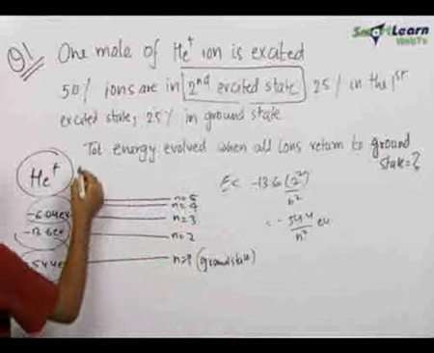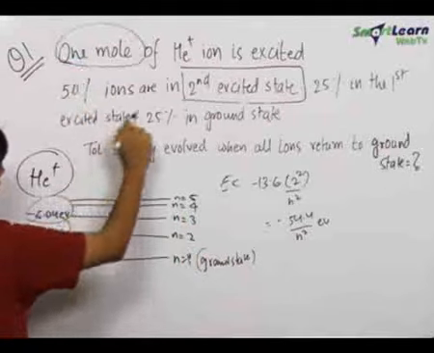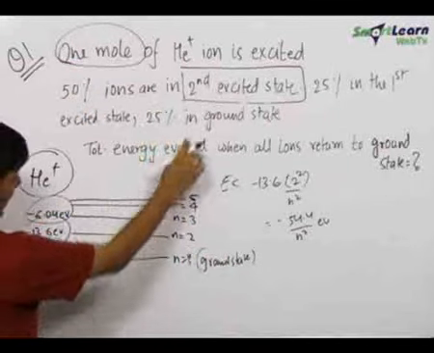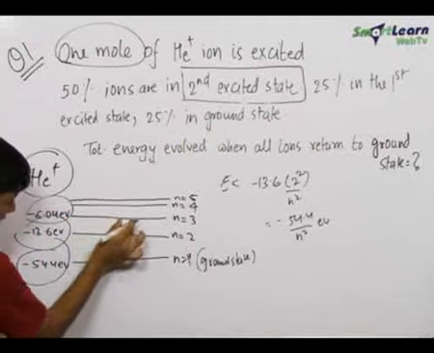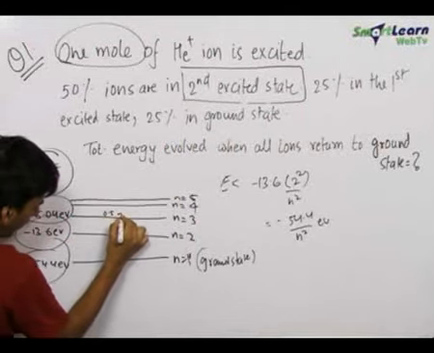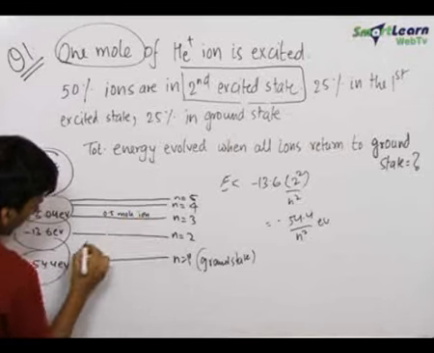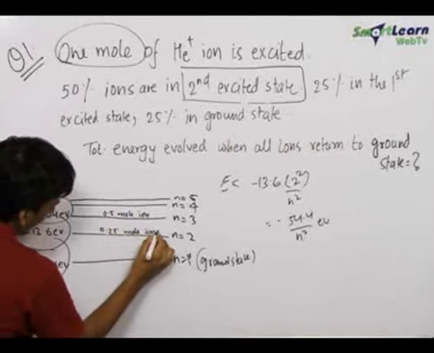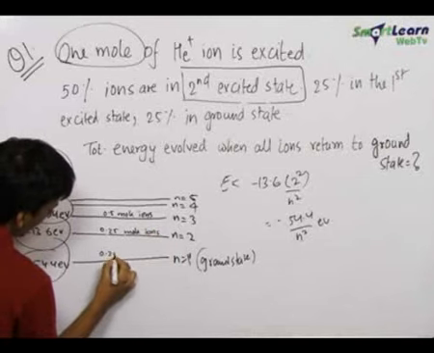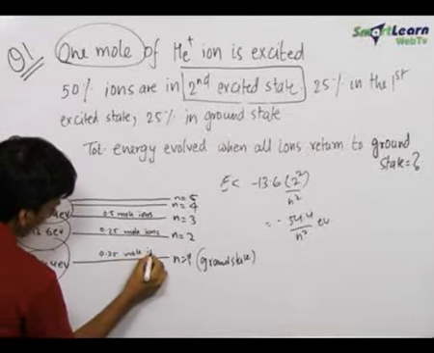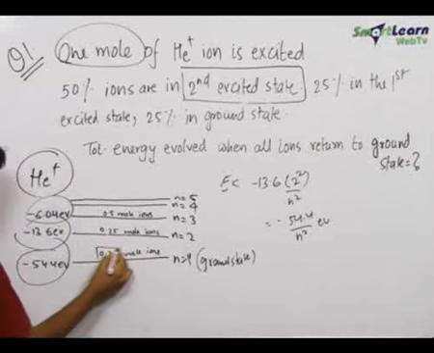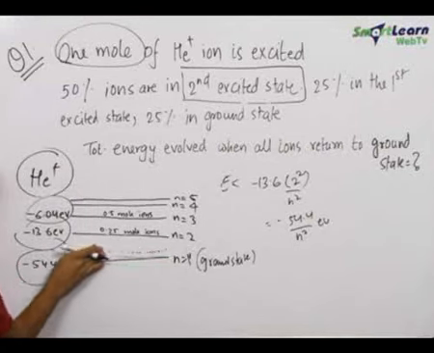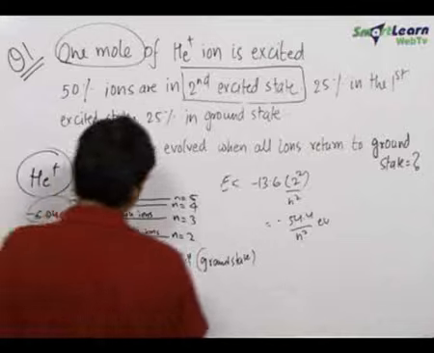We have a total of 1 mole of ions, out of which 50% is in the second excited state, that is the third state. That is, we have 0.5 moles of ions here. We have another 0.25 mole of ions at this state, and another 0.25 mole of ions in the ground state. So nothing happens to these 0.25 mole ions, so we forget them because they remain in the ground state.